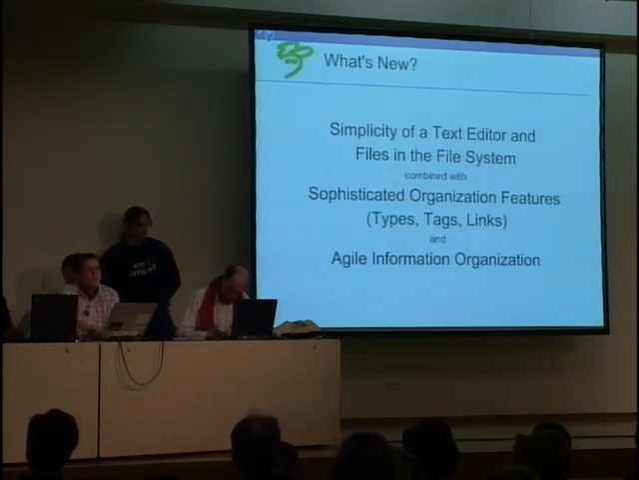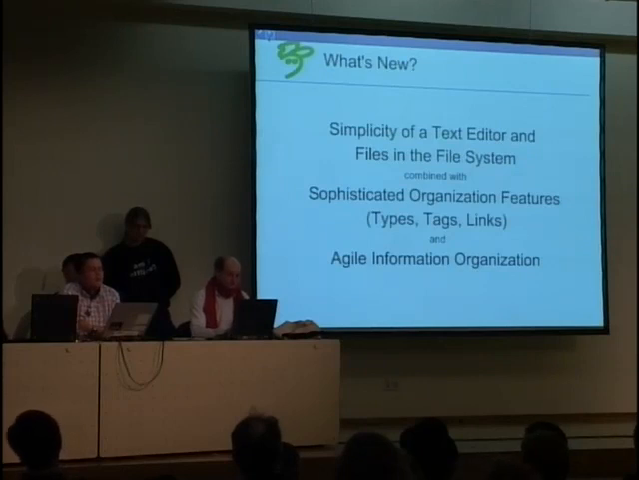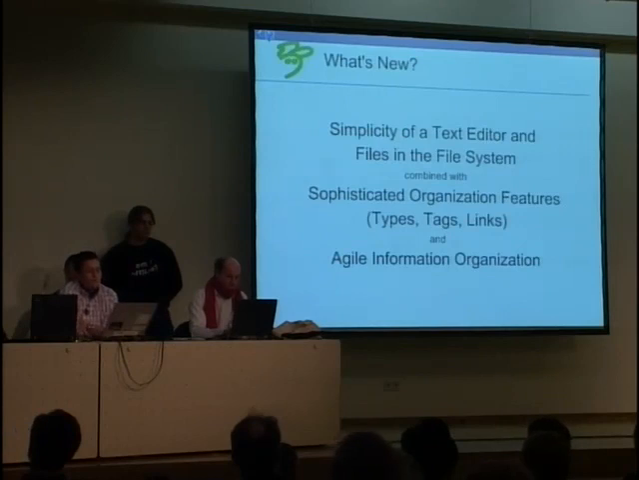I want to do that with types. I think typing system, class system is clear to everyone. Also use tags, like in Delicious or something, to annotate, to tag the objects. And of course, links. It will be a wiki type linking, which is also known in the note-taking application Tomboy. And I want to introduce a new concept I call Agile Information Organization.